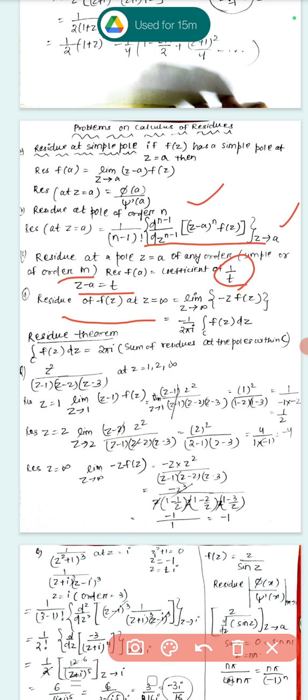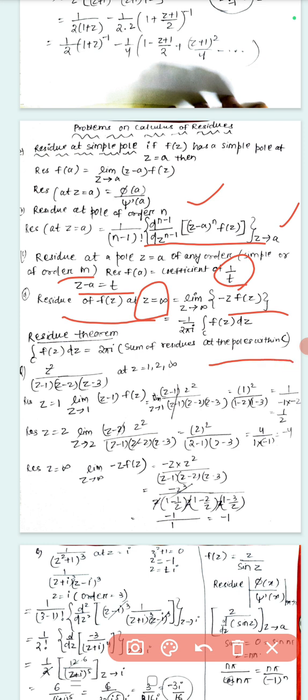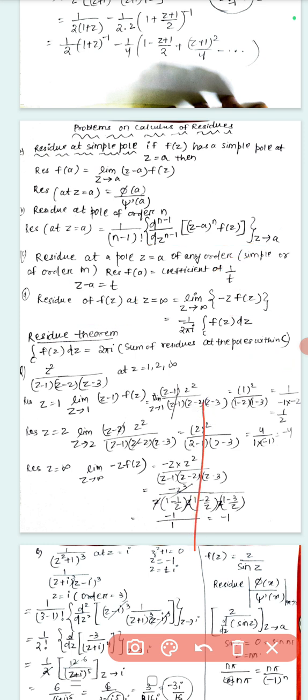This is a most-asked question in the previous year CPET: find the residue of f of z at z equal to infinity. That will be limit z tends to infinity of minus z f(z). Remember this. Or you can write it as 1 by 2 pi i times the integral of f(z) dz. And another residue theorem is there: the integral of f(z) dz equals 2 pi i times the sum of the residues of the poles within the circle. Let's see some of the questions.